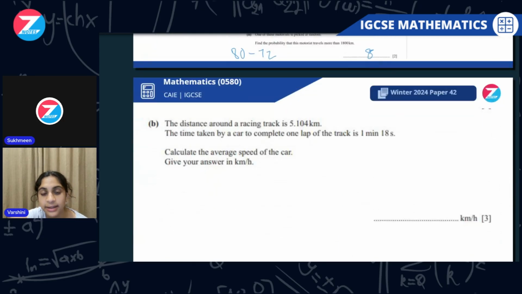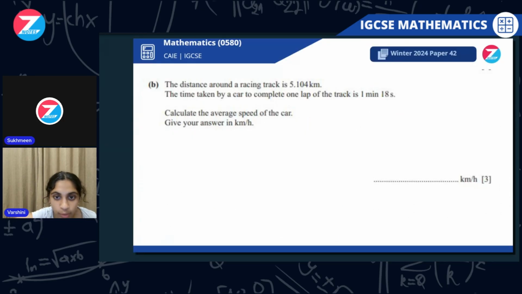The distance around a racing track is 5.104 kilometers, and the time taken by a car to complete one lap of the track is 1 minute and 18 seconds. Calculate the average speed of the car. Give your answer in kilometers per hour.